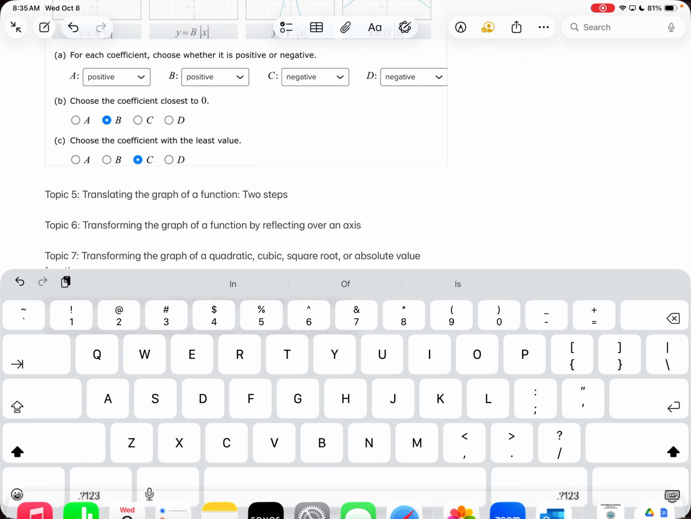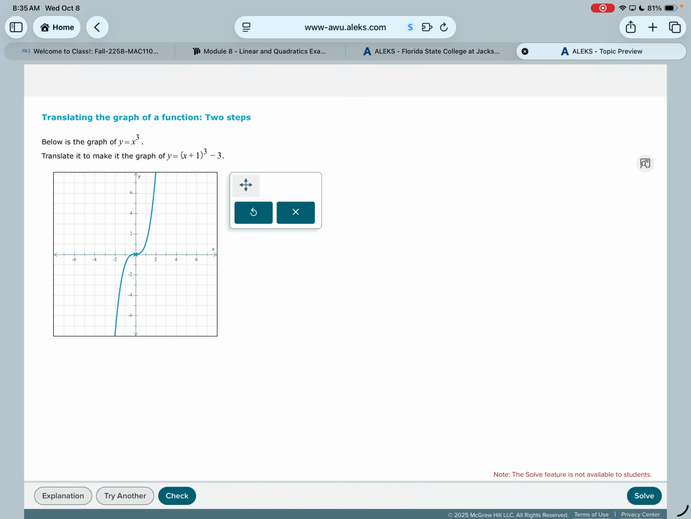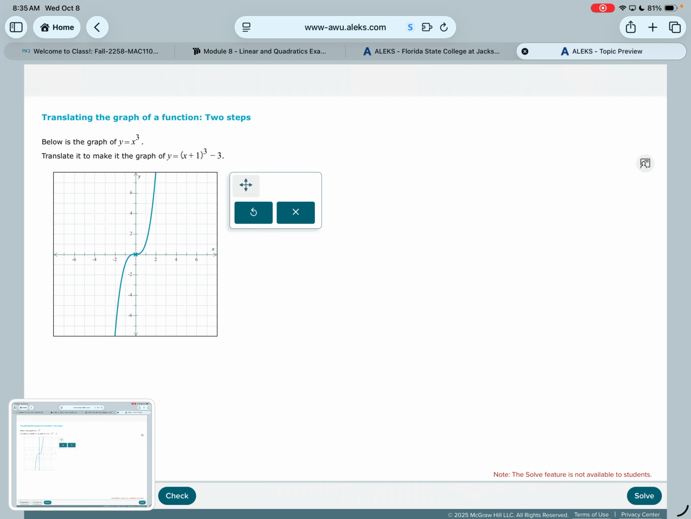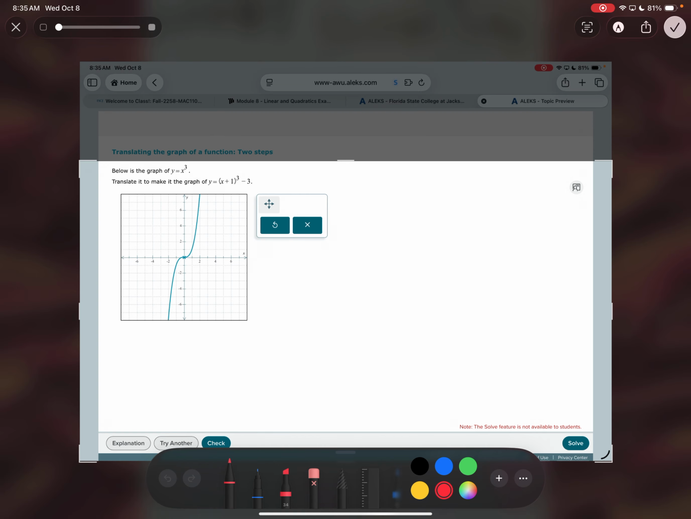Transforming the graph of a function, 2 steps. All right, so they oh no, this one didn't change it. I thought there was this one. I don't know if I did that or not.